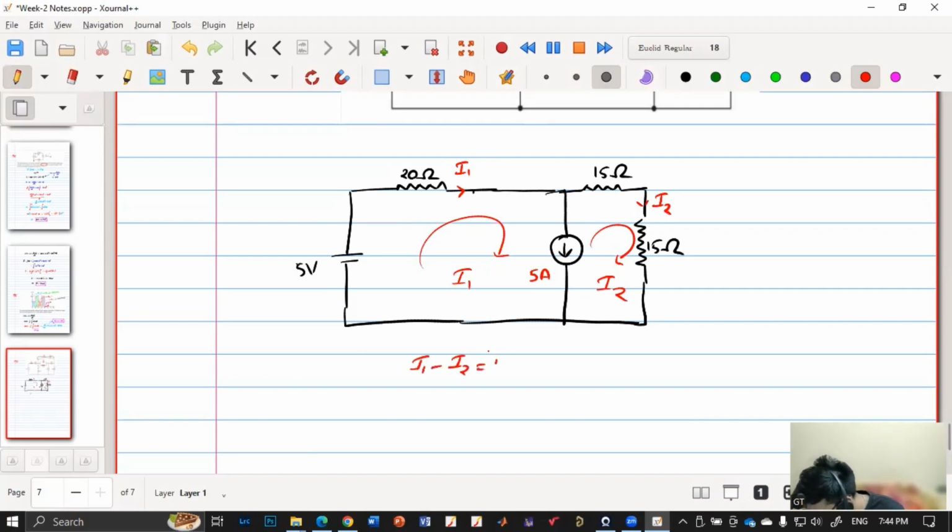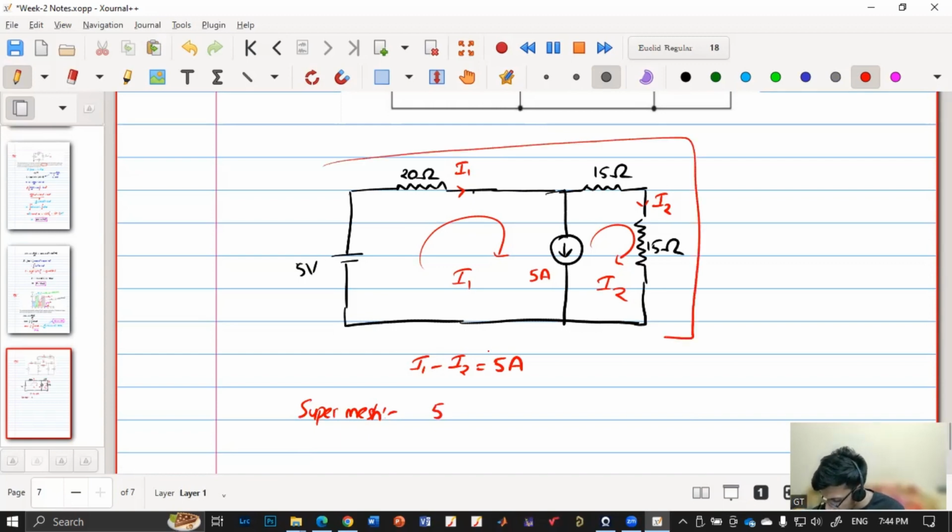Right? So in the supermesh, what will be the equation that I'll be getting? Considering the outer mesh, I'm writing 5 minus 20 I1 minus 15 minus 30 I2, as they are in series, is equal to 0, right? So we have equation 1 and equation 2.